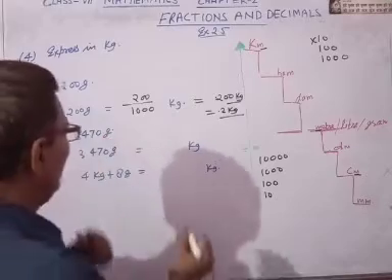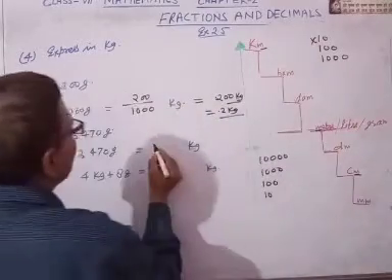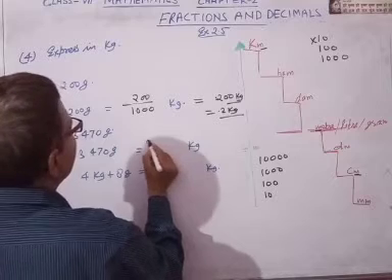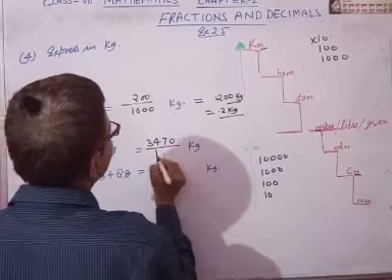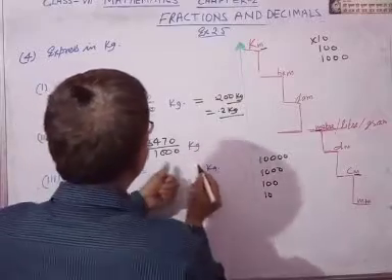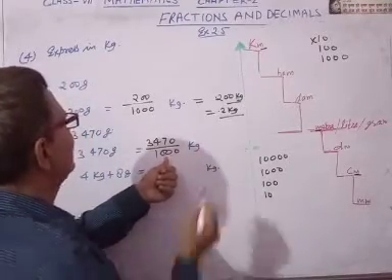Here 3470 gram into kilogram. Gram into kilogram. So 3 steps. 3470 upon 1000. We will shift the decimal 3 places from right to left.